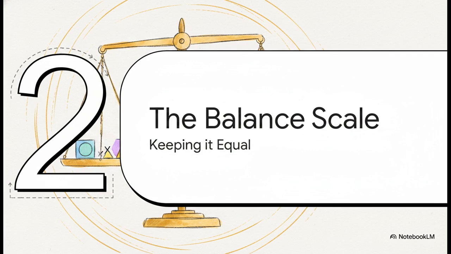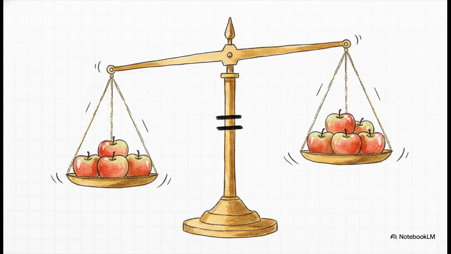Moving right along to section 2, the balance scale principle, keeping it equal. Now, we absolutely need to understand the golden rule that governs our magic tool, because this is the foundation of everything we'll do today. I want you to imagine a weighing scale where the equal sign is the center pivot. To keep it perfectly balanced, any action you take on the left side absolutely must be mirrored on the right side. And this brilliantly illustrates the absolute core of algebra.